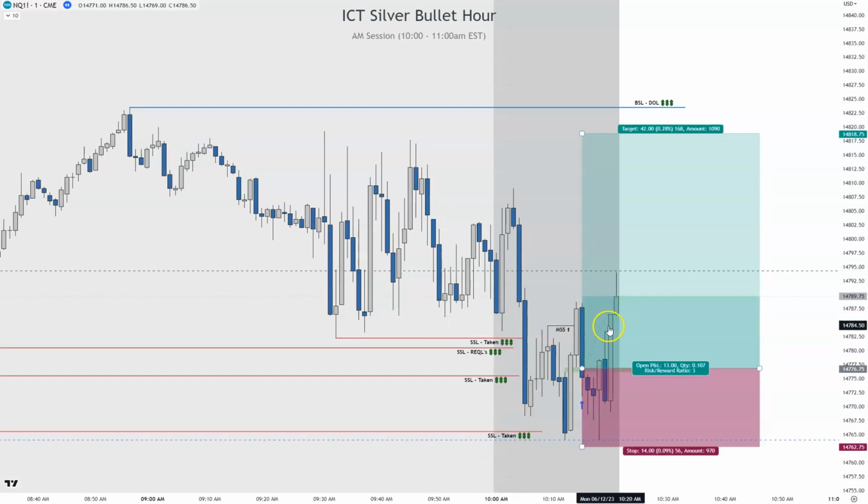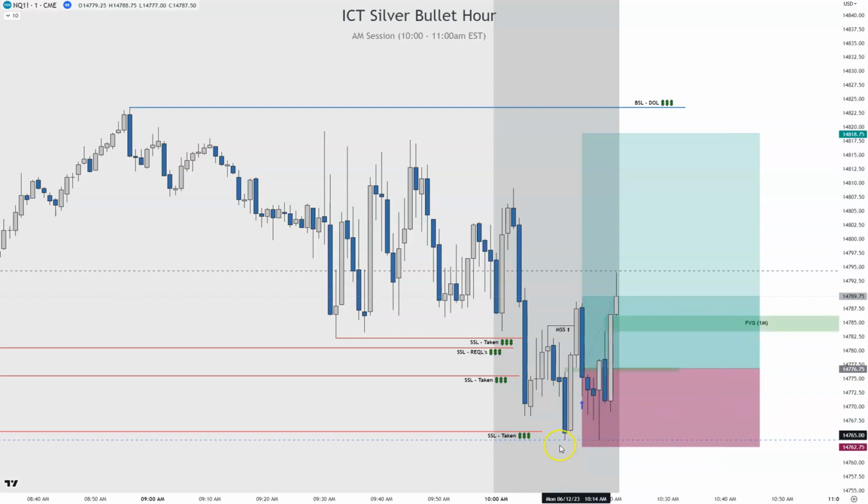Okay, now I see another fair value gap right here. And I see this right here, the short-term high right here. Why do I call this a short-term high and this a market structure shift when they both came to the same spot?